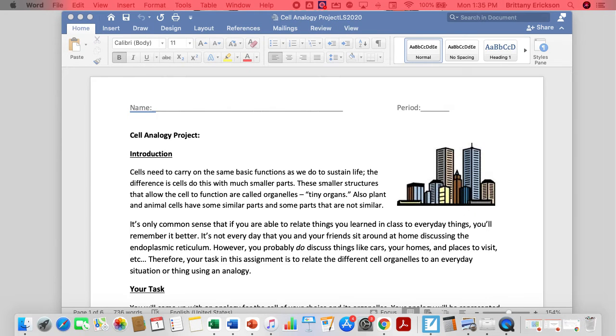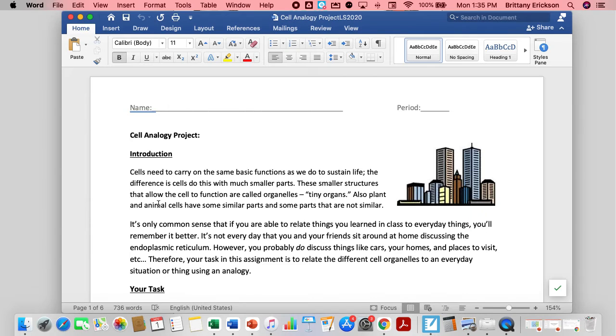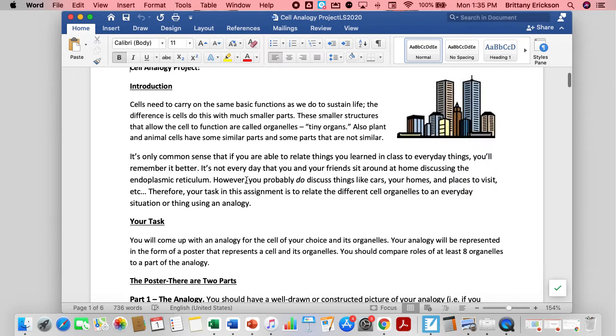Okay, so last week we did an assignment on cell organelles where you had to cut out the function cards, glue them down, and then we had to cut out some memory items, and then you also glued that down. And so today I want to focus in more on organelles because maybe you are still struggling with what these tiny little organs inside a cell do. So I'm going to explain the cell analogy project.